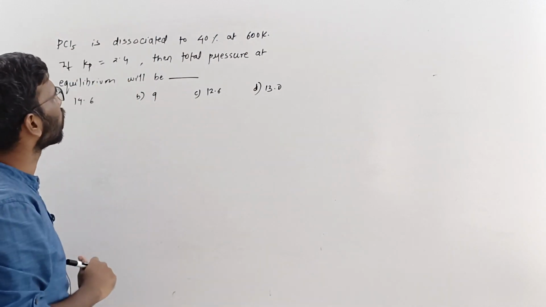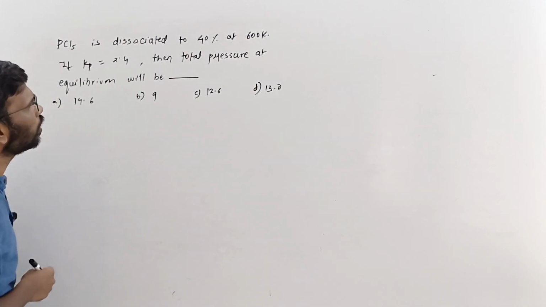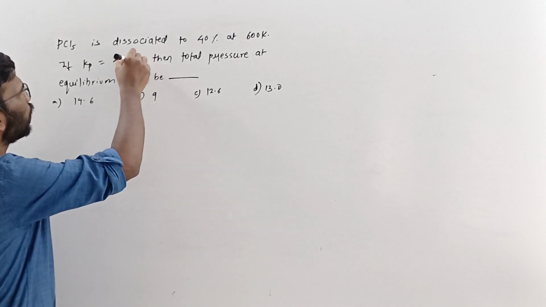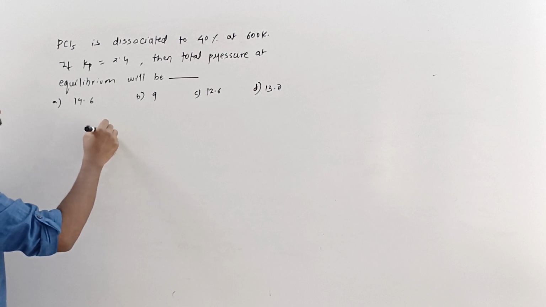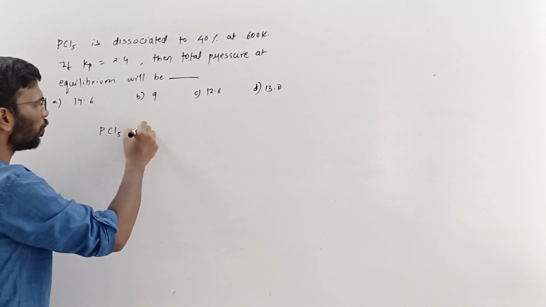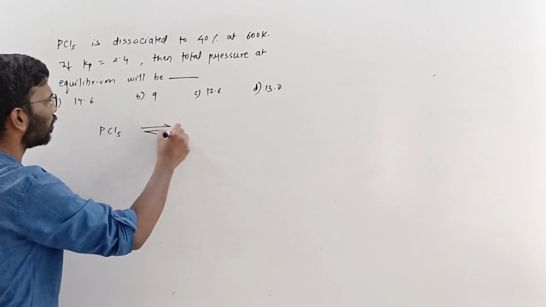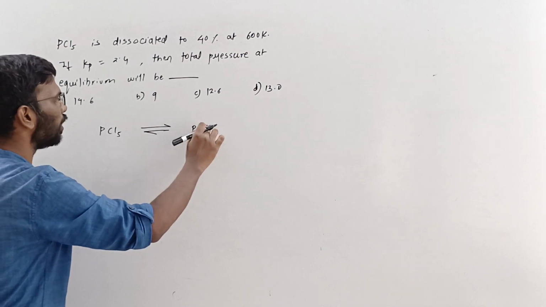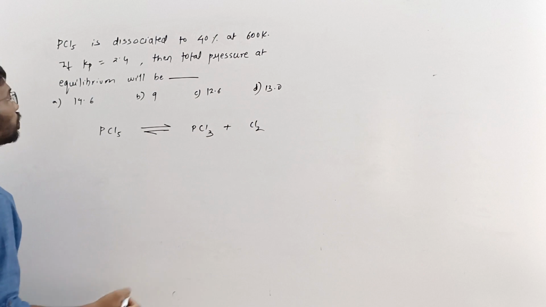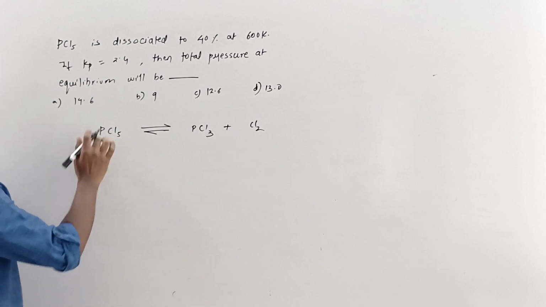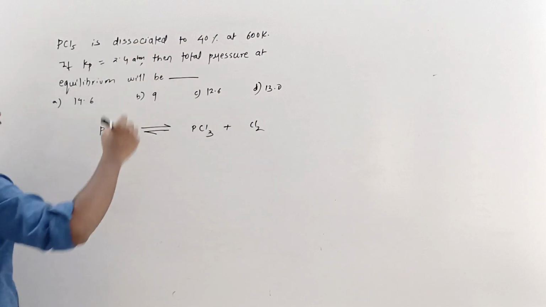They have said this is 2.4. Then the total pressure. Okay, what will Kp be over here? Units are not given. So what they are saying is that PCl5, same as the previous equation, will split into PCl3 and Cl2. So this Kp will be in atmosphere.